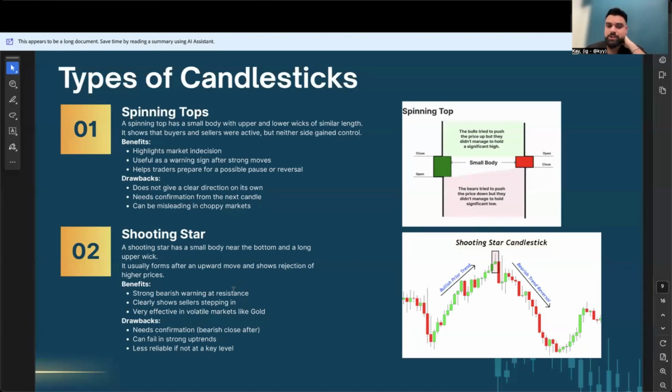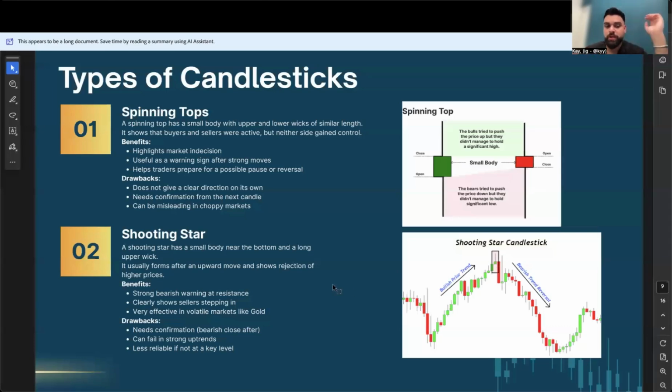Second thing, the shooting star. A shooting star has a small body near the bottom and a long upper wick, which is right here. It usually forms after an upward move and shows rejection at the higher price. So when we see a bullish or upward trend, a lot of times this sort of candle is formed at the top. It's very, very common, and it's called a shooting star.